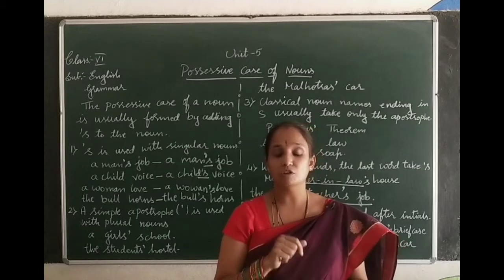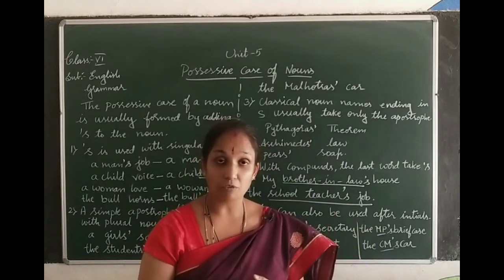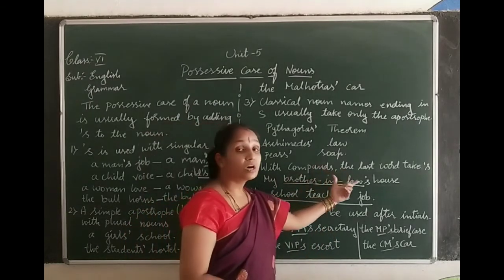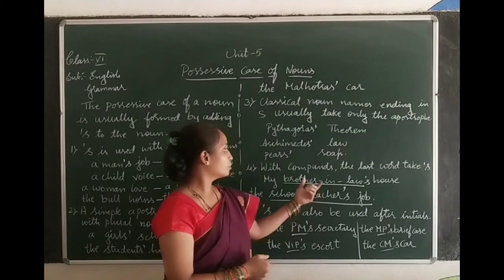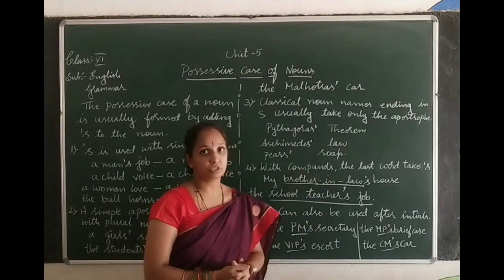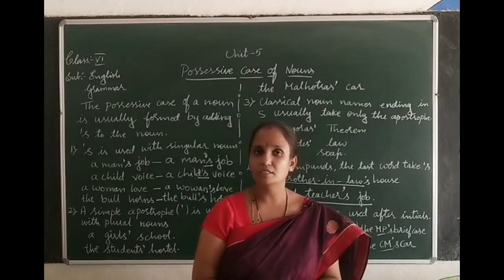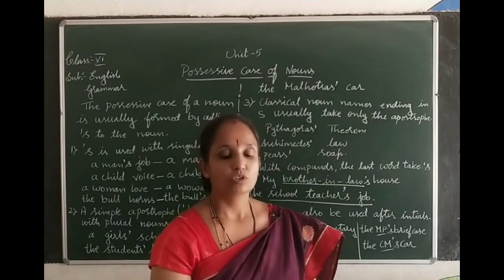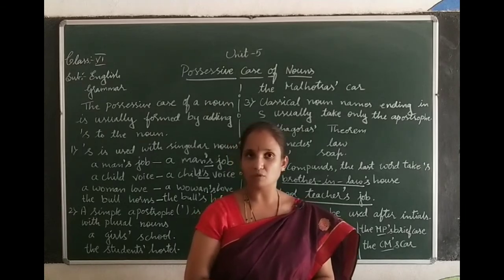Okay, these are the ways and places where we should use the possessive forms, how we have to use apostrophe s. For singulars, how we should use it. For plurals, how we should use it. For common words, how we should use it. For compound nouns, how we should use it. So there are various words and we have to use them in different ways. So this is the topic, possessive cases of nouns.